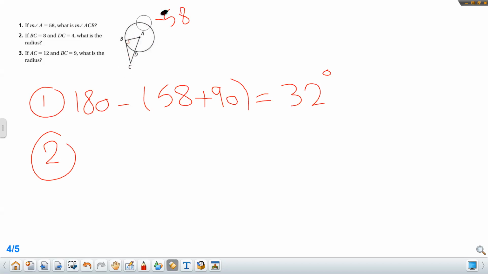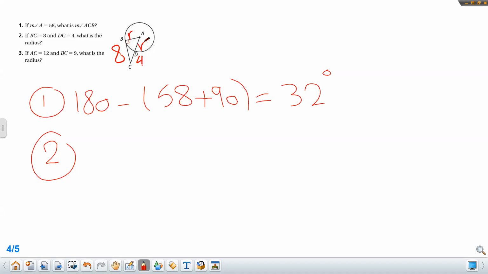Number 2: BC equals 8 and DC equals 4. How to find the length of the radius? Here you must ask yourself how many radii you have. Yes, good, 2 radii, which are AB and AC. So we have 2 radii.